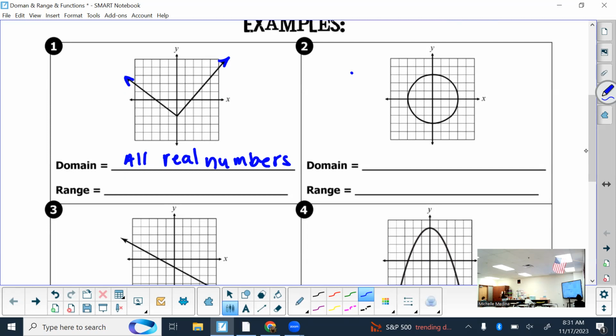Now the range is all the what in a function? All the outputs, or in other words, all the y. So my y-axis goes up and down, so look up and down. Does this graph go up? Does it continuously go down? Where does it look like it stops on the y? At -2. So when that happens, you have to express it as a boundary.